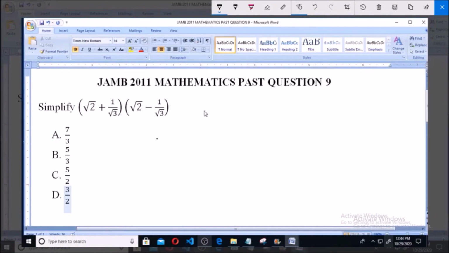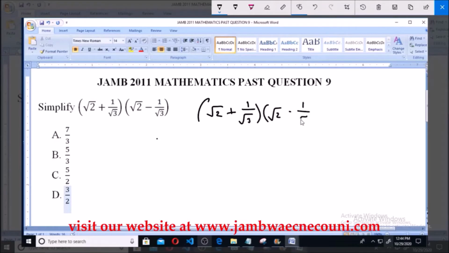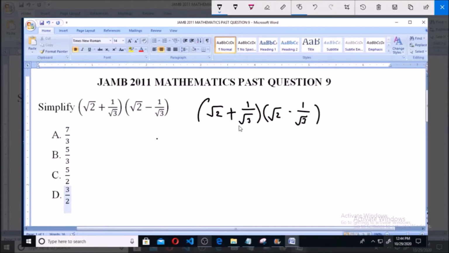Now we're given (√2 + 1/√3) times (√2 − 1/√3). Each of the contents of this bracket will multiply the content of the other bracket. So first we have √2 multiplied by √2. Then √2 multiplied by −1/√3 will give us minus √2 over √3. Then 1/√3 multiplied by √2 will give us plus √2 over √3.